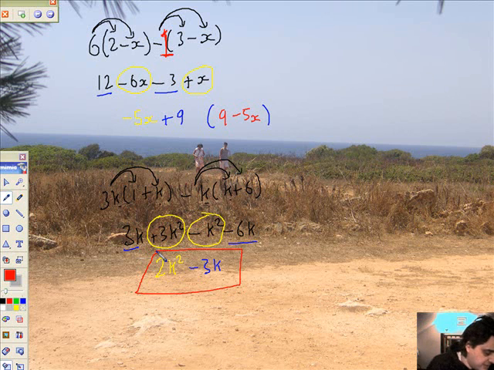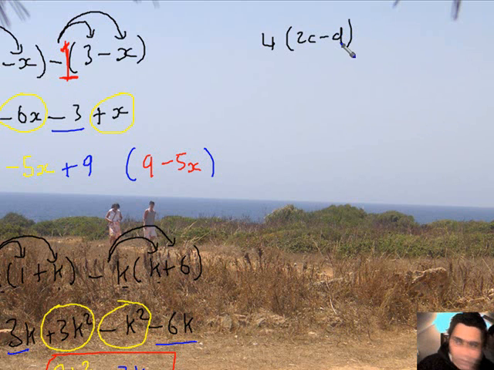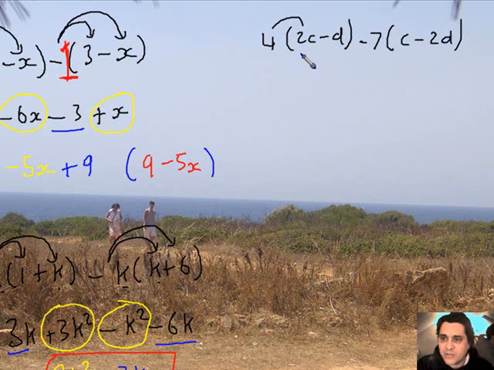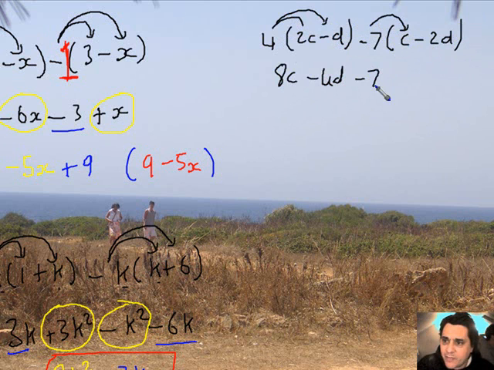I'll do the last one as well, I think, just to close off the video. The last one is 4 lots of 2c minus d, close off the bracket, take away 7 lots of c minus 2d. Alright, plenty going on here. 4 times 2c, that's 8c, 4 times d is 4d, but it's negative, it says so. Again, watch out for these little things. Minus 7 times c, minus 7c, and minus 7 times minus 2d, minus times minus is a plus. I've got plus 14 lots of d.